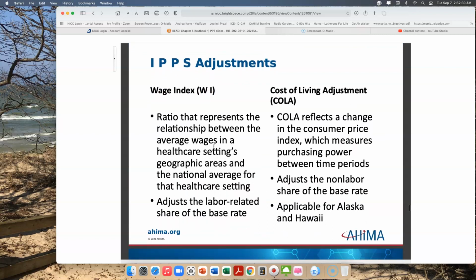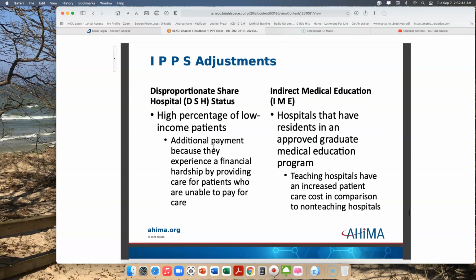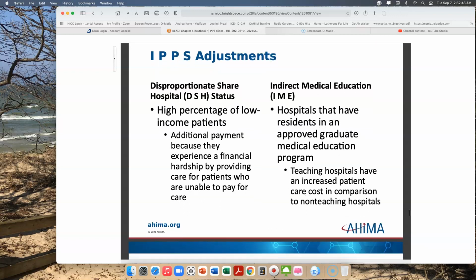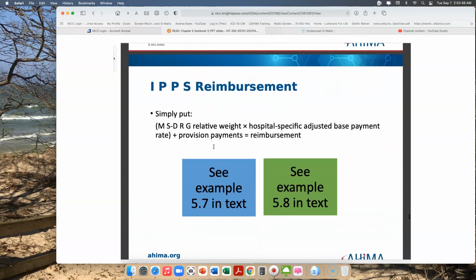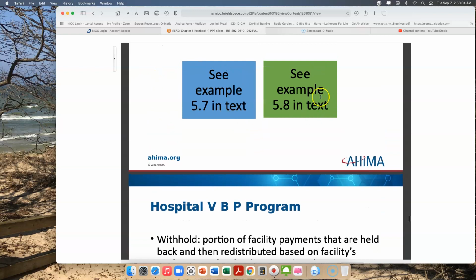So this goes into wage index, cost of living adjustment or COLA, and DSH, disproportionate share hospital status, and indirect medical education. I'm going to encourage you to look to your textbook and go through that there, and it'll explain all of those. So, simply put, the MSDRG rate, relative weight, times the hospital-specific adjusted base payment rate plus provision payments is going to equal reimbursement. And again, you'll want to go and look at your textbook for examples 5.7 and 5.8.